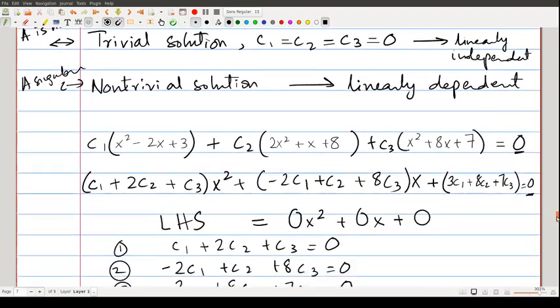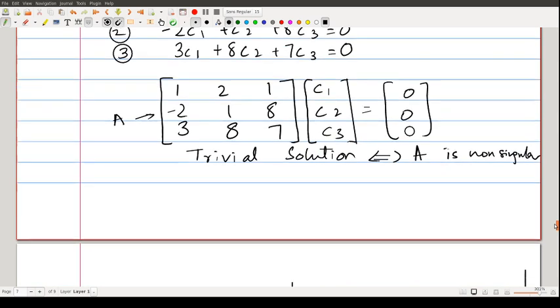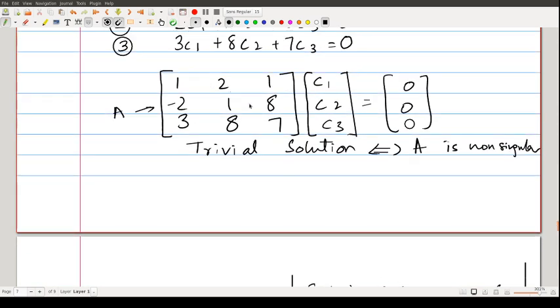And so the question simply boils down to solving this linear system and just finding out whether this matrix is singular or non-singular. A singular matrix will give you a linearly dependent set of vectors. A non-singular matrix will give you a linearly independent set of vectors. And so I will leave it to you to check whether A is singular or non-singular.